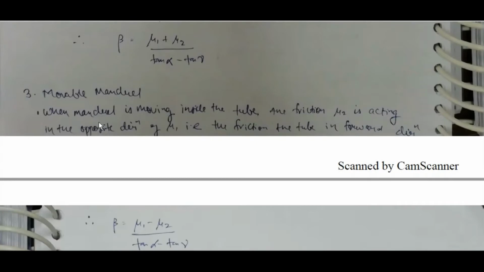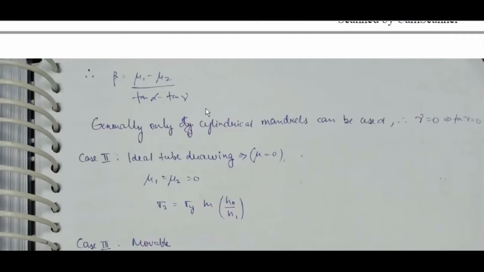Movable mandrel: when the mandrel is moving inside the tube, friction mu2 is acting in the opposite direction of mu1, that is, friction of the tube is in the forward direction. Beta is equal to (mu1 minus mu2) by (tan alpha minus tan gamma). Generally only cylindrical mandrels are used. Gamma is equal to 0, tan gamma is equal to 0.